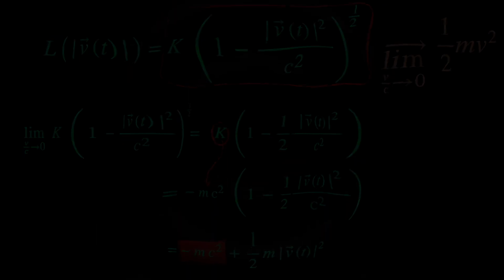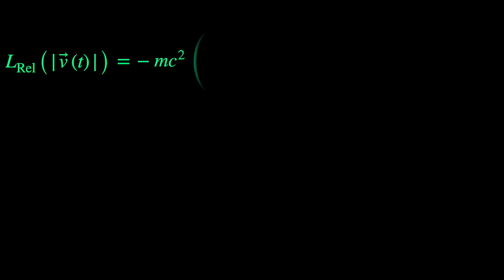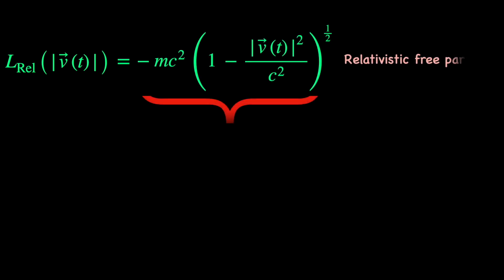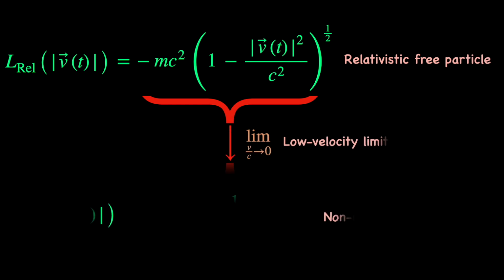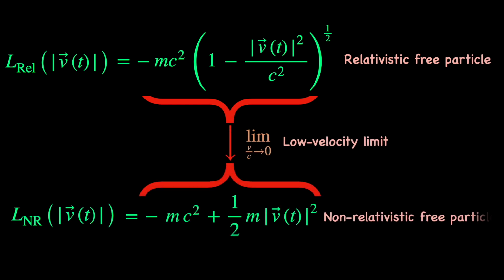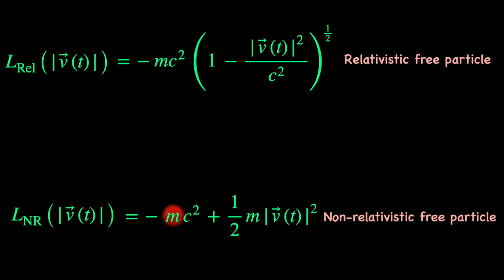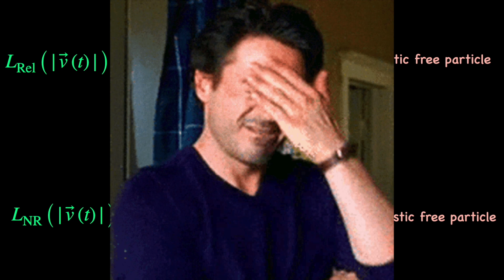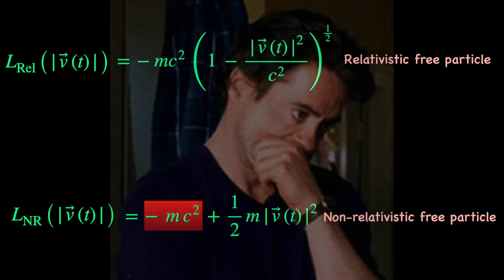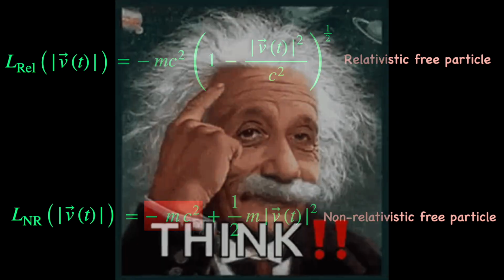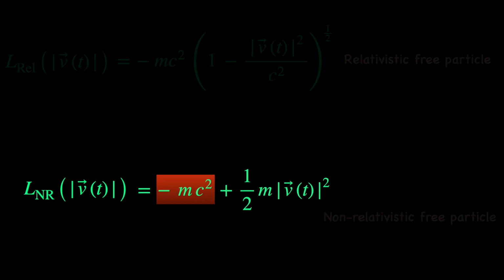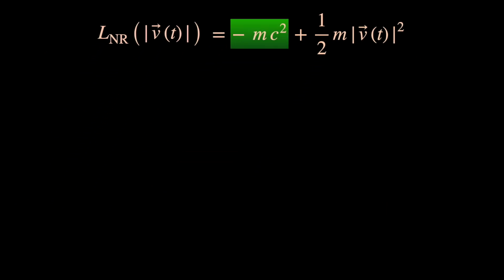Let's assess the situation. If the minus mc squared times the square root of 1 minus v upon c squared really is the correct Lagrangian for the relativistic free particle, then the non-relativistic limit suggests that a non-relativistic free particle Lagrangian should have a minus mc squared term in it, which by the way we have never seen in non-relativistic mechanics. So can we somehow justify this extra piece of energy in the Lagrangian of a non-relativistic free particle?